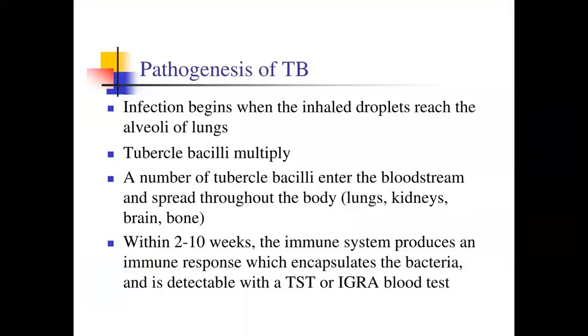Infection begins when the inhaled droplets reach the alveoli of the lungs. Tuberculous bacilli multiply. A number of tubercle bacilli enter the bloodstream and spread throughout the body, through lungs, kidney, brain, bone. Within 2 to 10 weeks, the immune system produces an immune response which encapsulates the bacteria and is detectable with a TST or a blood test.